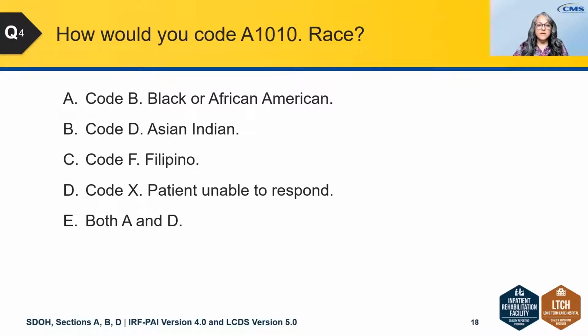Would you choose A, code B, Black or African American, B, code D, Asian Indian, C, code F, Filipino, D, code X, patient unable to respond, or E, both A and D?